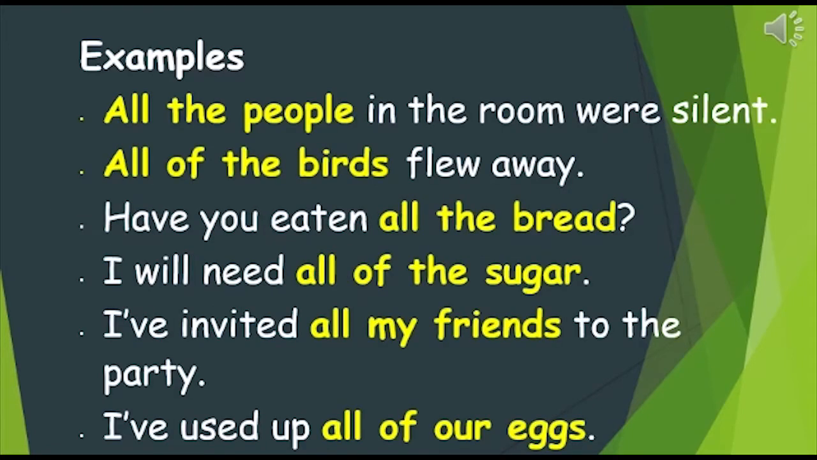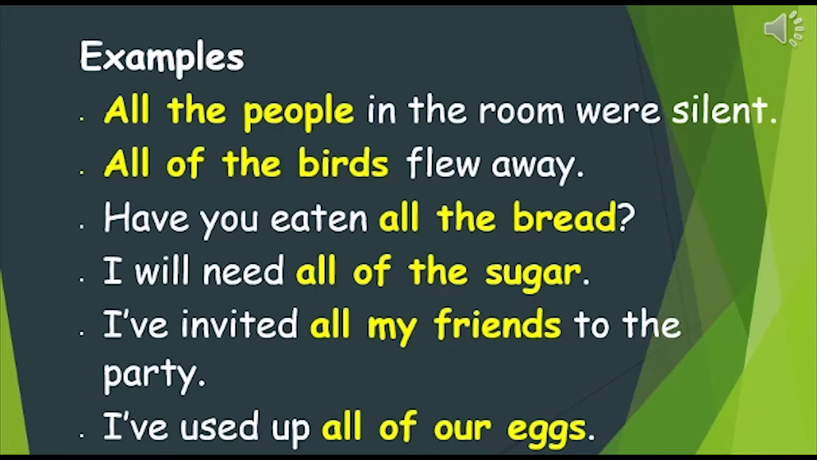All the people in the room were silent. People is a plural noun here. All of the birds flew away. Another plural noun preceded by the article the. Have you eaten all the bread? I will need all of the sugar. Sugar here is an example of uncountable nouns.